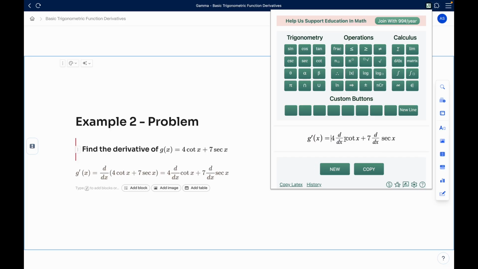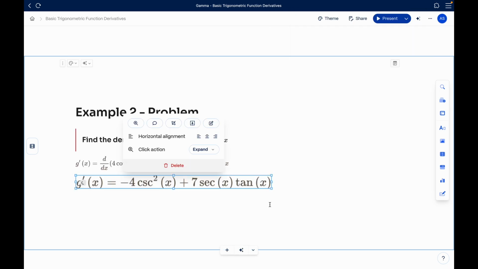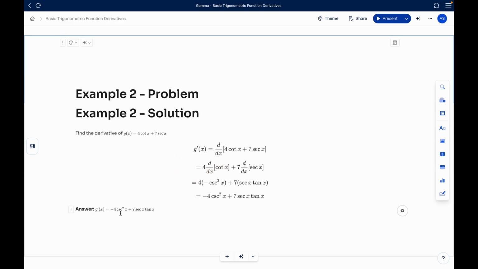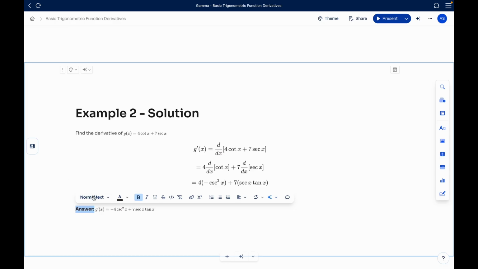So the derivative of cotangent of x is negative cosecant squared of x. So it'll be negative 4 times cosecant squared x plus 7 times the derivative of secant of x, which is secant of x tangent of x. So we have 7 secant of x times tangent of x, and that will be our final formula over here. This will be the final answer that we get for this problem. And over here, it shows the same thing for the solution.